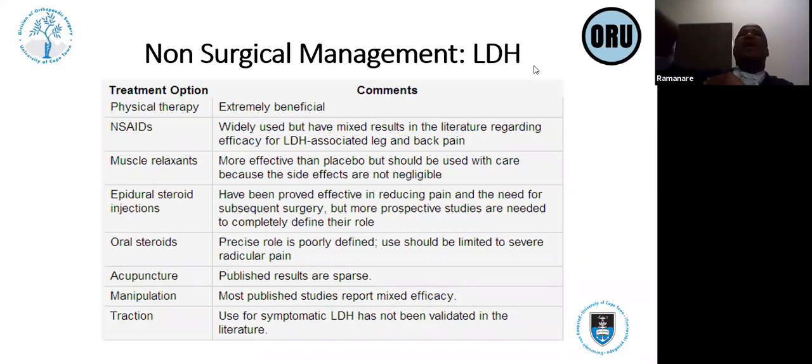And if anything else can help, and whatever fairy dust or whatever else they want to use is helping them, yes, because in spinal surgery, you never want to operate unless you really have to. Surgery is always after you've exhausted all non-surgical avenues. Traction, they'll talk about, but it hasn't been validated for lumbar disc herniation.